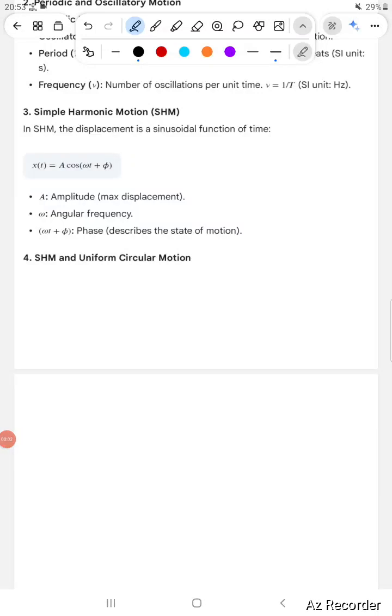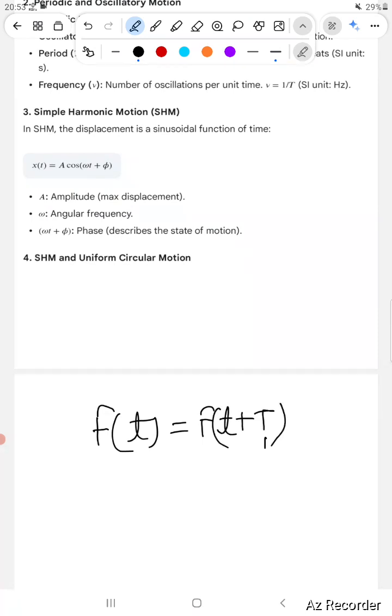Now we shall see the representation of the periodic function. A periodic function is better represented mathematically by the equation f(t) = f(t + T). Here T is the time period. For example, sine theta is a periodic function.